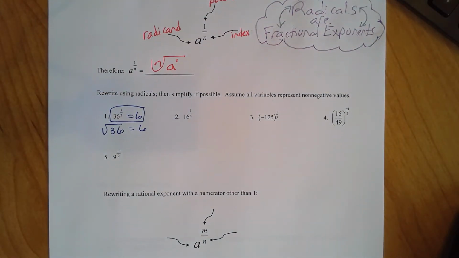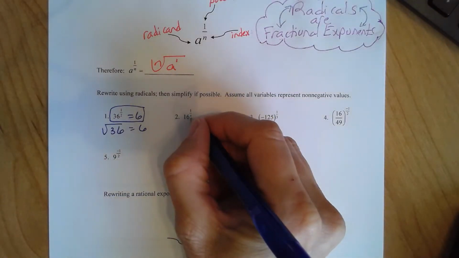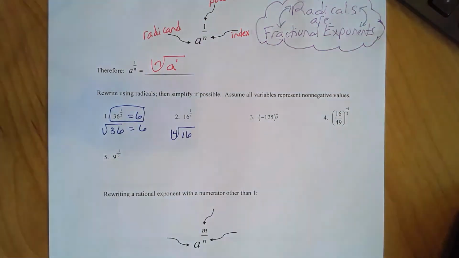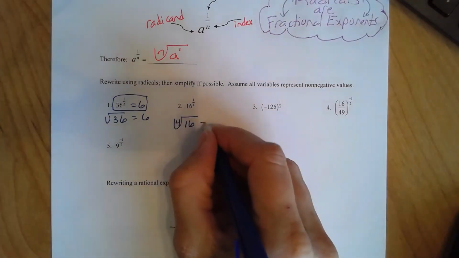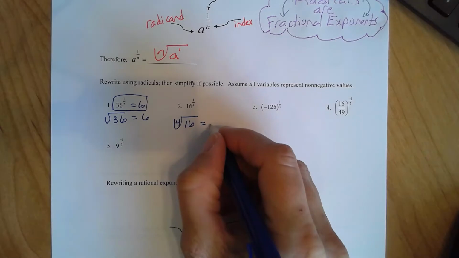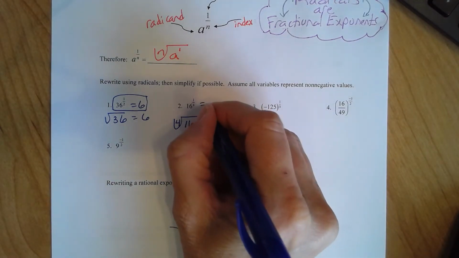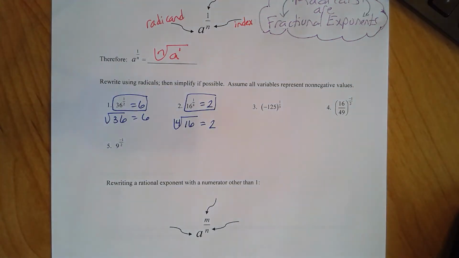On number 2, we have 16 raised to the 1/4. The 1 is the power, the 4 is the index. So it's the 4th root of 16. Again, don't just type this into your calculator. The 4th root of 16, what can you multiply 4 times? Well, 2 times 2 is 4, times 2 is 8, times 2 is 16. So the 4th root of 16 is 2. Therefore, 16 to the 1/4 is 2.